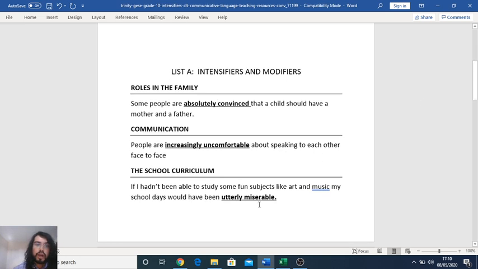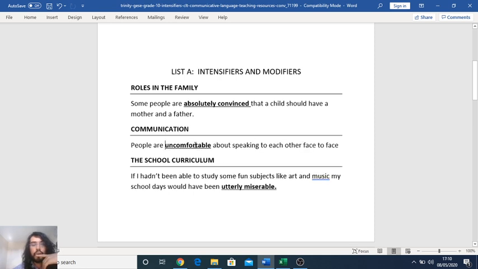Okay, so let us go on to communication. So you might use adjectives when you're communicating in general, not outside the family. So you could say people are increasingly uncomfortable about speaking to each other face to face. Okay, again, this is our intensifier, increasingly. We can remove it, and our meaning would fundamentally be the same. People are uncomfortable about speaking to each other face to face.